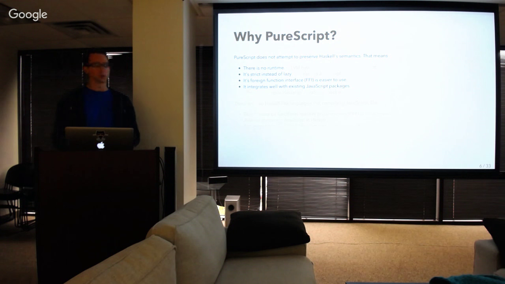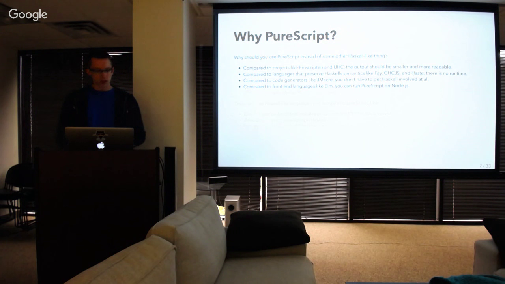The foreign function interface in PureScript is also a lot easier to use than some of the other ones, particularly because it only targets JavaScript. That means that it's very well tuned for that. If you're using something like GHC.js, it's a little bit harder to do. And it also integrates with existing JavaScript packages. So if you have your node package JSON, you can just throw in a bunch of regular JavaScript packages, and then your PureScript package can use those without too much trouble.